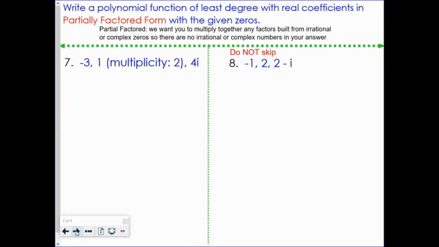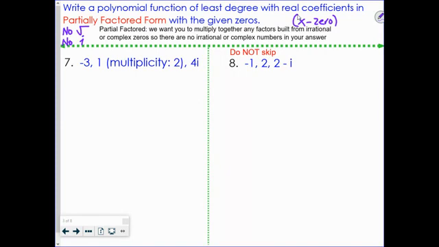Write a polynomial function of least degree with real coefficients, in partially factored form with the given zeros. So we're being given zeros, and we've got to write factors and a full polynomial from them. To get a factor, we're going to write x minus the 0 for every 0 we've been given. And we've got to write our answer in partially factored form. That means our final answer will have no irrational numbers in it and no complex numbers in it. We're going to multiply it out just enough to get rid of those.